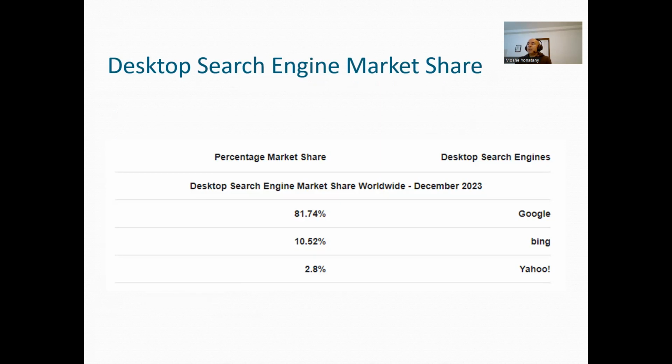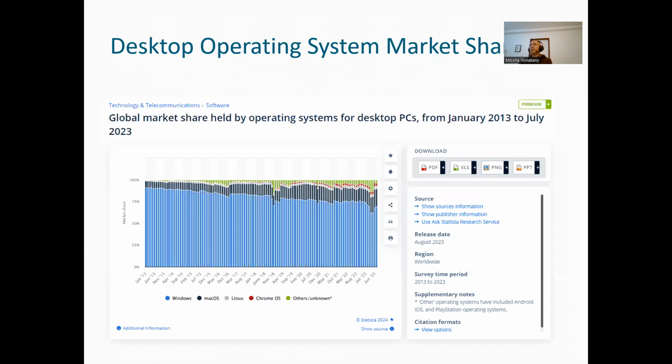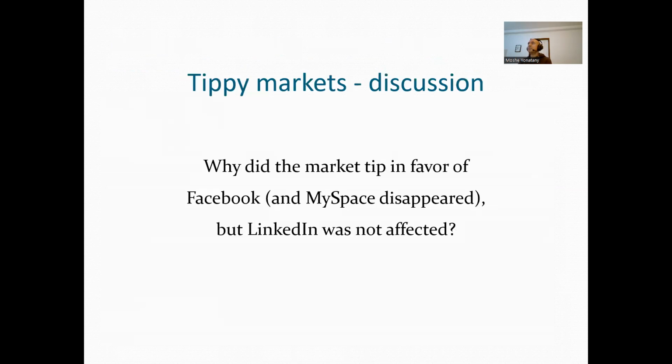Here is an example of a winner-takes-all market. That's the desktop search engine market share. You see Google with almost 82%. That's a winner-takes-most or winner-takes-all market. The same with desktop operating system market share. We can see here the market share of Windows. Yes, it's been declining, but still, it's definitely a winner-takes-most or winner-takes-all market.